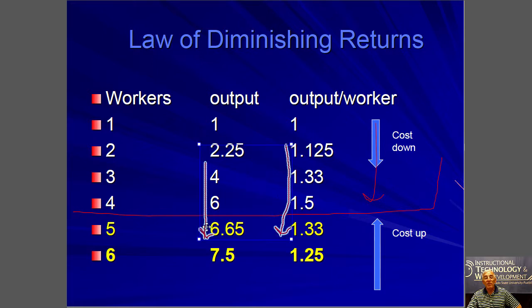Output goes up some more, but look what happens to output per worker. It starts going down. Add a 6th guy, output goes up. Output per worker starts going down some more. Beyond 4 workers, we've reached the point or the law of diminishing returns. Adding more workers, while it increases volume, that's good, it's making us less and less efficient.